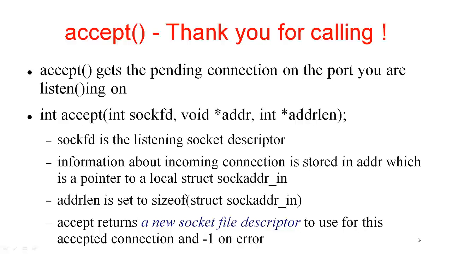Accept is a bit more complicated than listen. So after you listen, you call accept, and what accept does is it gets the pending connection on the port on which you are listening. Information about this incoming connection, that is the IP address and the source port information, is stored in this address field, and address length is set to the size of this particular structure. And this is what is interesting, in that once it accepts a new connection, it is going to return a new socket file descriptor that will be used for this accepted connection.